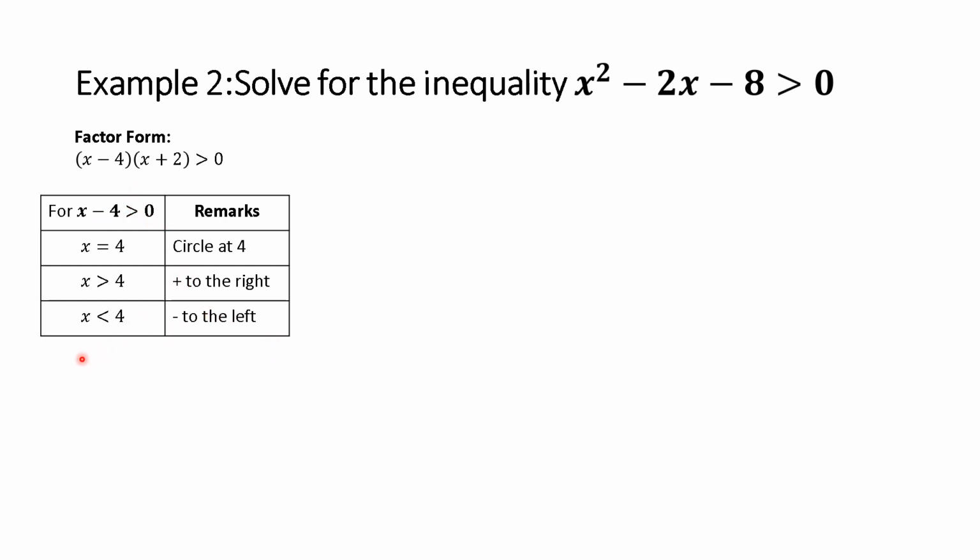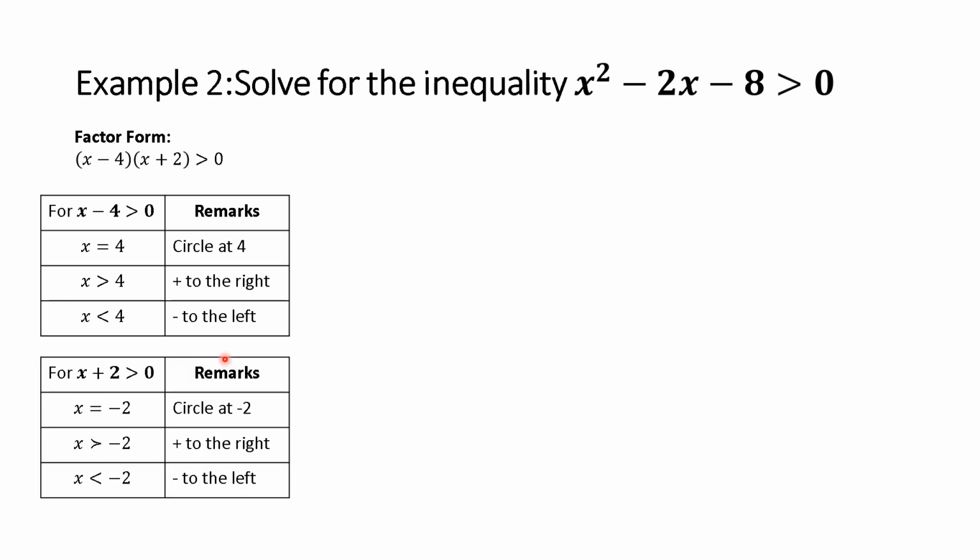Another, let's go to x is less than 4, so that we know on the left, you get now an integer less than 4, that would be 3. So 3 minus 4, that would be negative 1. So it would be negative on the left side of the number line.